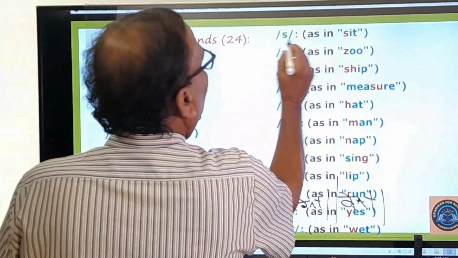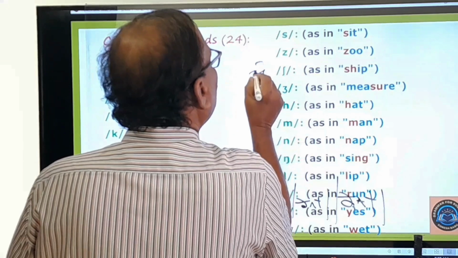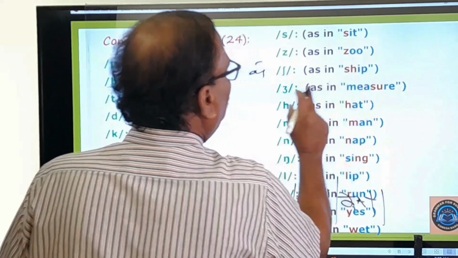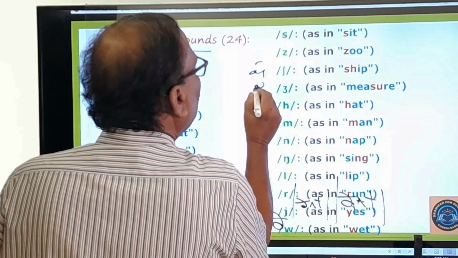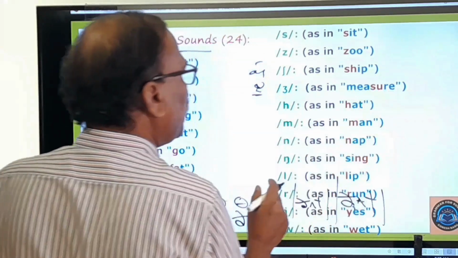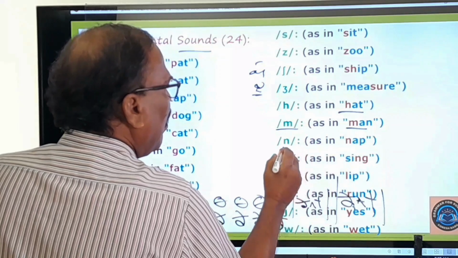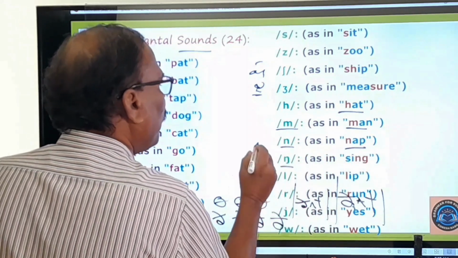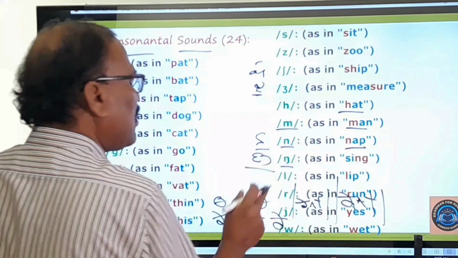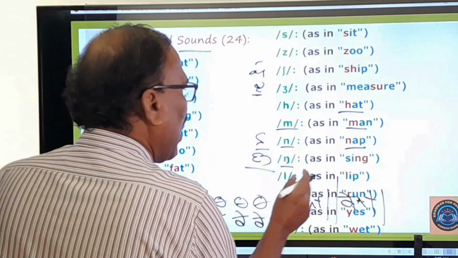Okay. Sa as in sit. Za as in zoo. Sha, this is sha, as in ship. This is ja. Ha sound, as in hat. Ma sound is as in ma. Na sound as in nap. Na, this is that na. This is ordinary na. This is ng, as in sing.